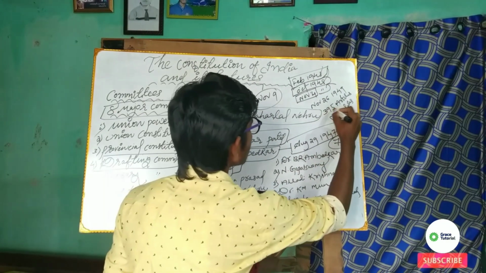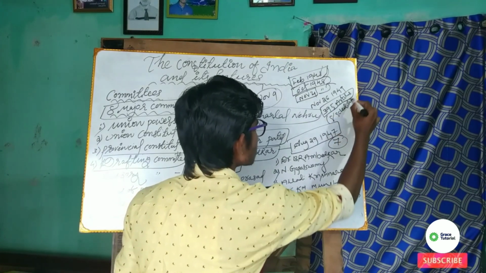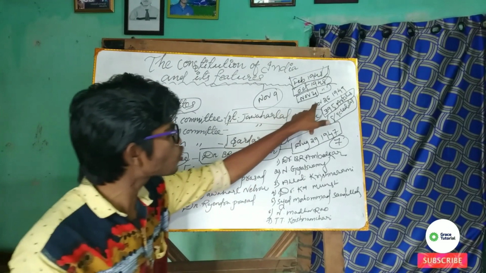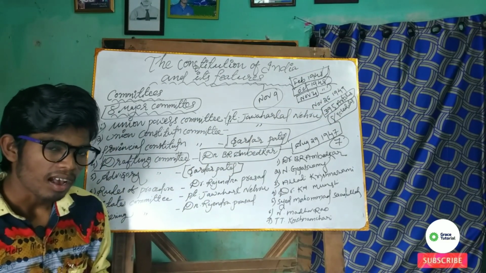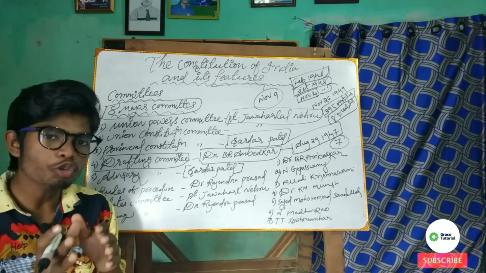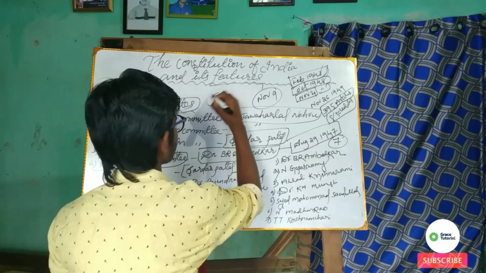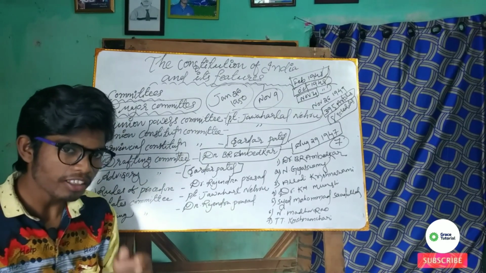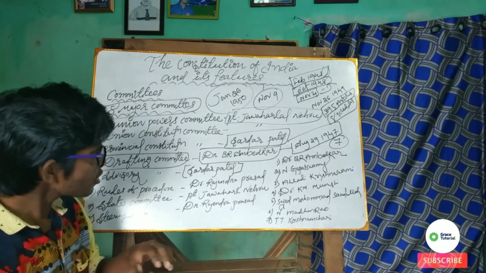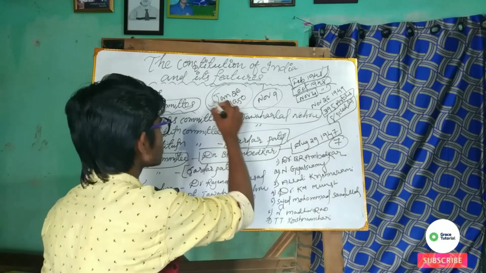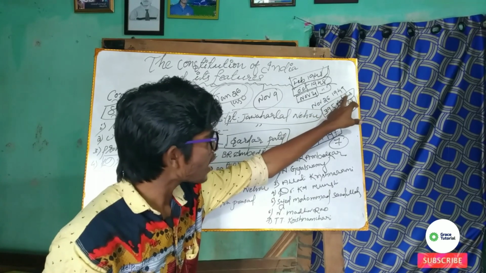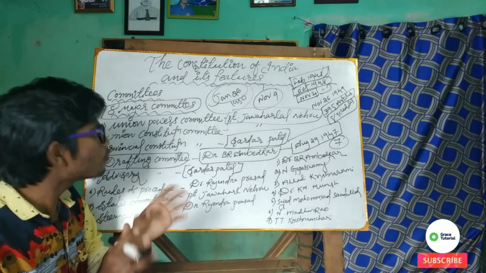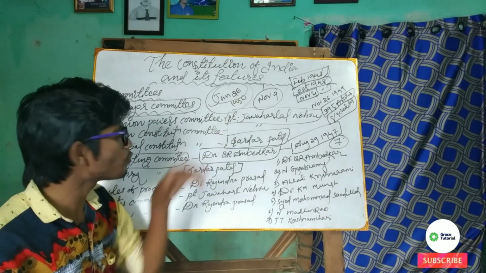Initially, we had 395 articles and 8 schedules. The Constitution was adopted by the Constituent Assembly on November 26, 1949 and came into force on January 26, 1950. And that's the reason why we celebrate the Republic Day in our country. What is the reason for celebrating the Republic Day on January 26? On November 26, 1949, the Constitution was adopted by the Constituent Assembly and finally it came into force on January 26, 1950.